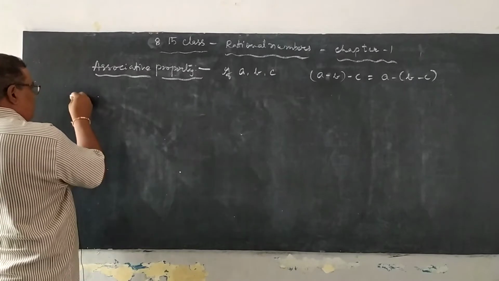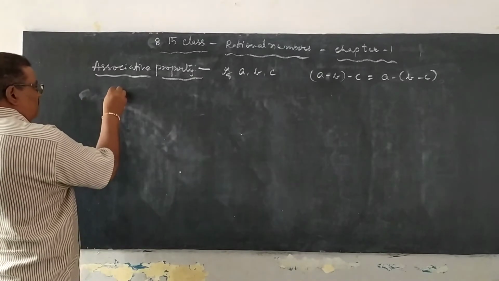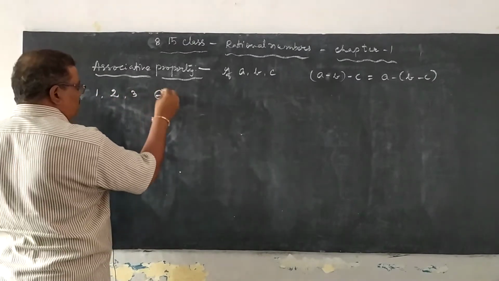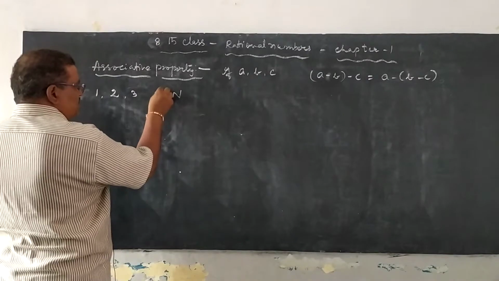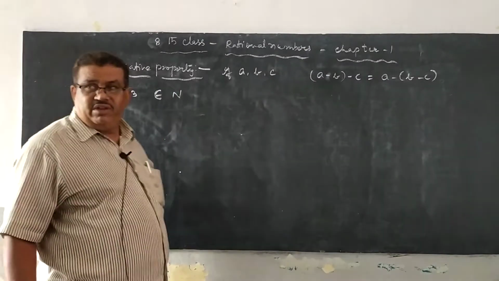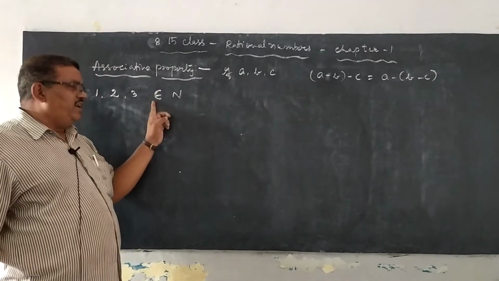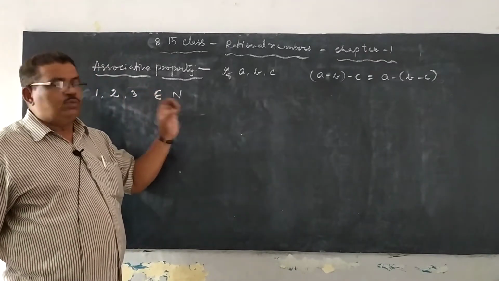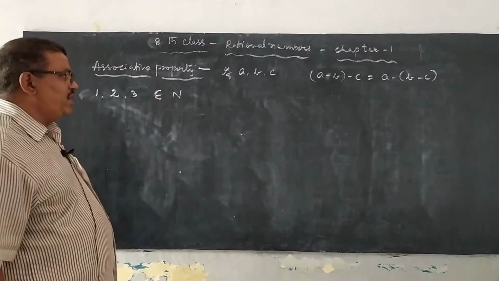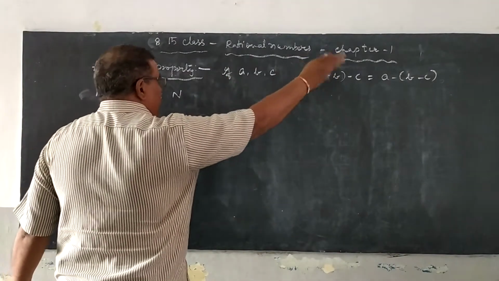For the set of natural numbers, 1, 2, 3 belongs to the set of natural numbers. This is the symbol for belongs. In mathematics, for our convenience, we use these symbols, Greek letters. This Greek letter indicates belongs to. So the three natural numbers belong to the set of natural numbers clearly. Do these three numbers satisfy the associative property under subtraction or not?